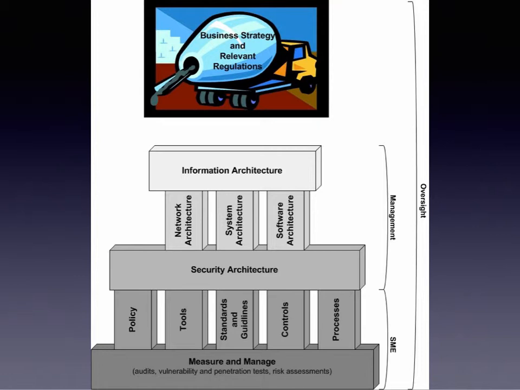And the security architecture is composed of policies, tools, standards and guidelines, controls, and processes. In other words, it drives those things. So from the security architecture, we derive policy, we derive tools, we derive standards and guidelines, controls, and processes, and then we measure the effectiveness of what we're doing.